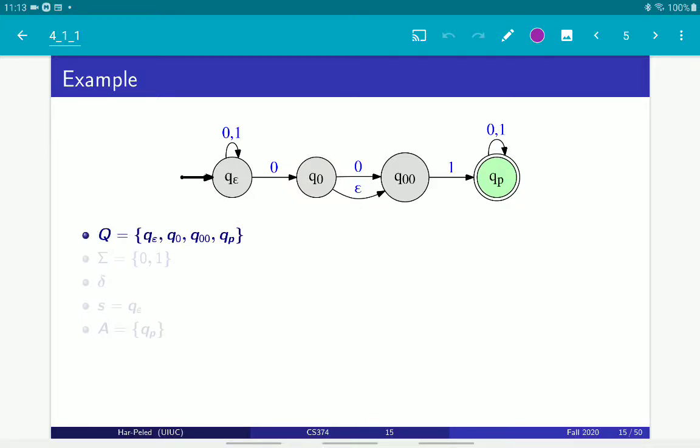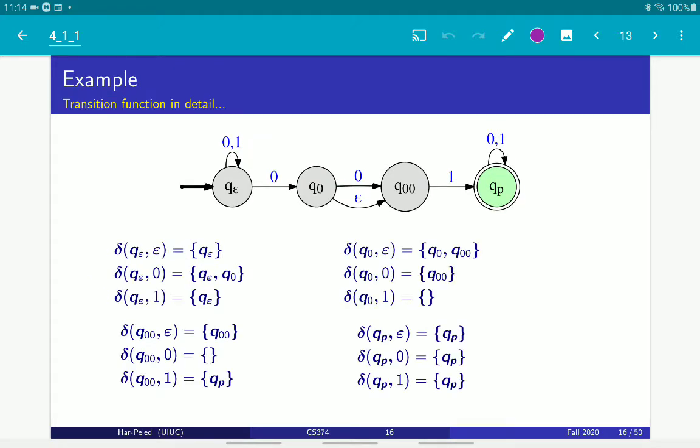So let's go through this formal definition for this automaton. The set of states here is just a list of the states. The alphabet is 0, 1. The transition function we'll do shortly because it's going to be a mess. And the rest is pretty standard, right? Okay, so let's do the transition function. Let's look at Q epsilon. We're in Q epsilon, and now we need to write the transition function for every character in the input and for epsilon, right? So if we insert Q epsilon, we get epsilon.